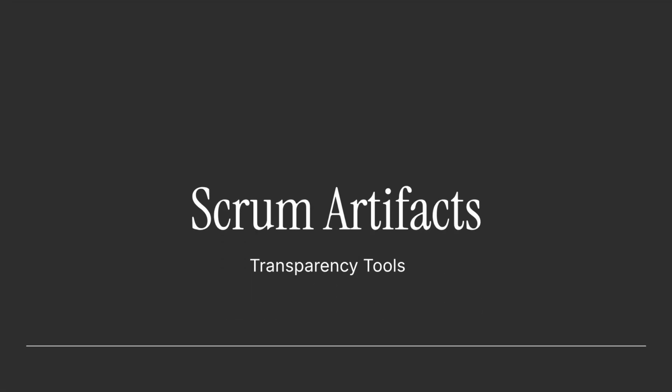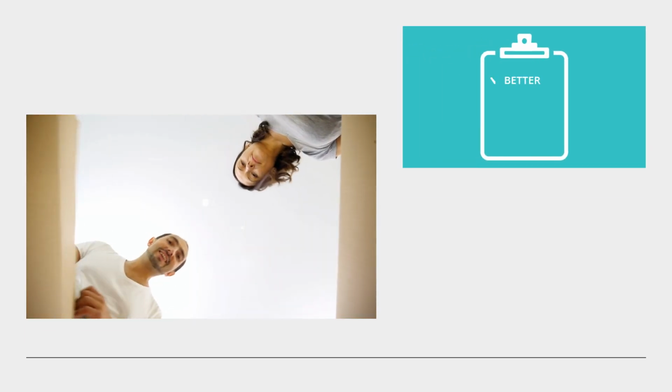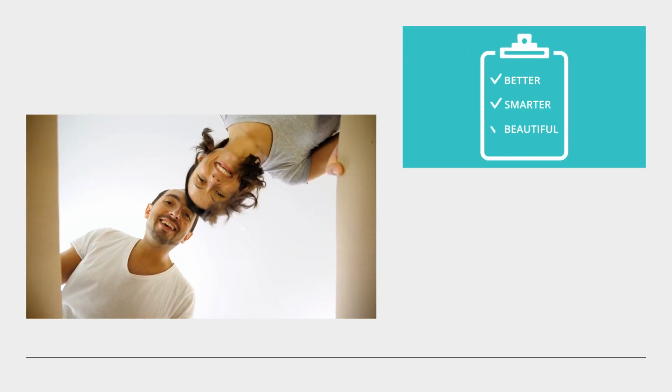Scrum artifacts represent work or value in various ways that are useful in providing transparency and opportunities for inspection and adaptation. Key artifacts include the product backlog, the sprint backlog, and the increment.